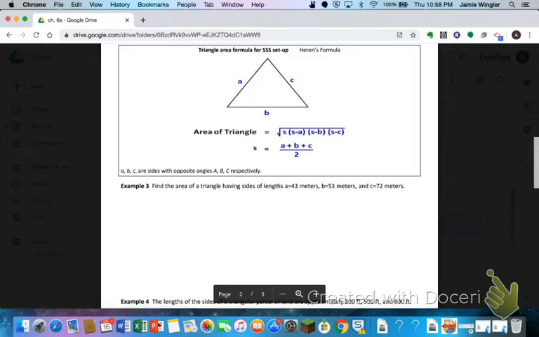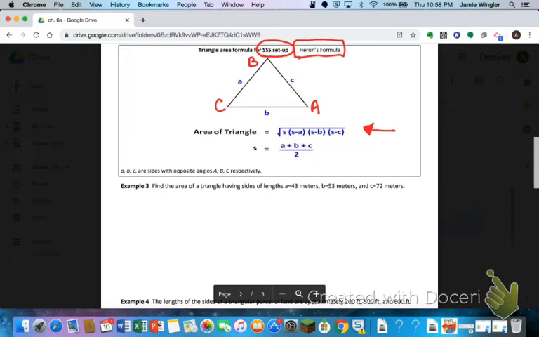The new formula today is another area formula for a triangle, but we're going to use this formula when we have a side-side-side setup. This formula is called Heron's formula. And again, with this formula, angle A is opposite side A, angle B is opposite side B, and angle C is opposite side C. You can see that Heron's formula is the square root of S times the quantity S minus A times the quantity S minus B times the quantity S minus C. A, B, and C are lowercase, so they're the sides of the triangle.